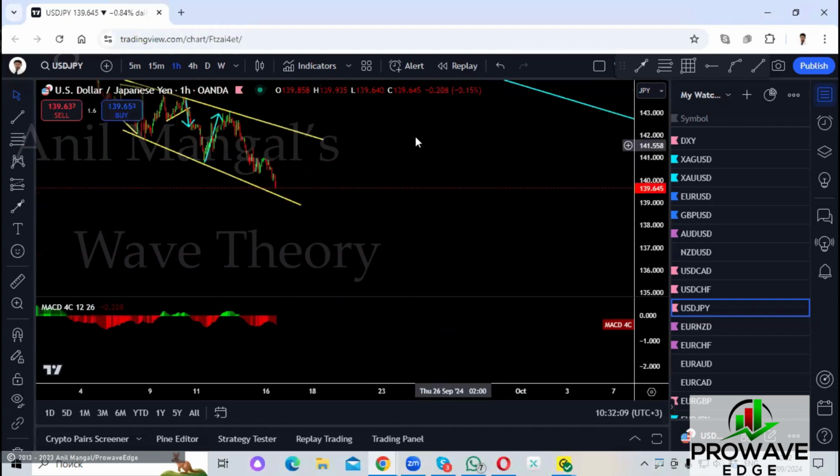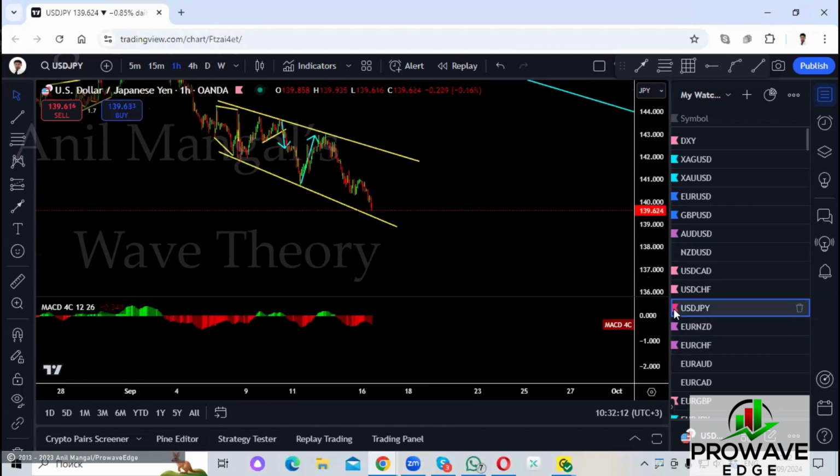We'll look at it again in the New York session and we'll decide which option comes. So I'll take the sell setup out now. There's no sell setup now. We'll have to wait.